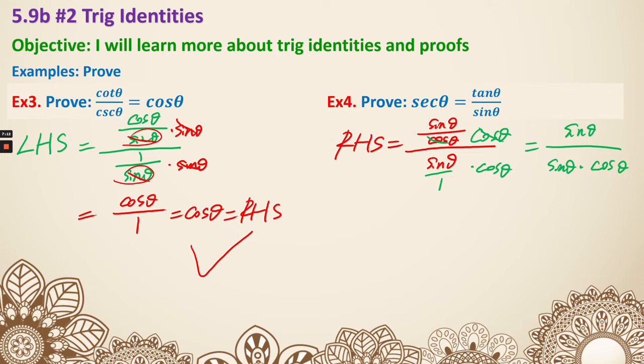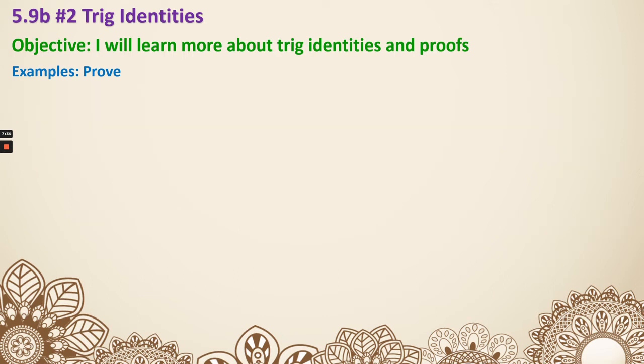Now, you can only cancel when things are being multiplied. You can't cancel anything that's adding or subtracting. And in this case, we have sine times cosine, so I can cancel the sine, left with a 1 on the top and a cosine on the bottom. 1 over cosine is secant. That happens to be my left-hand side, and again, I just proved it. That's example 4. Let's keep on going to a couple more.